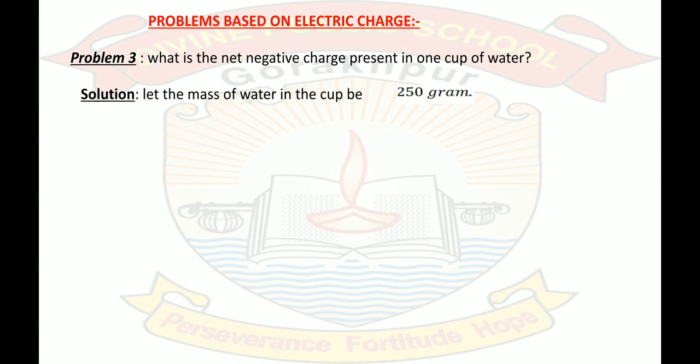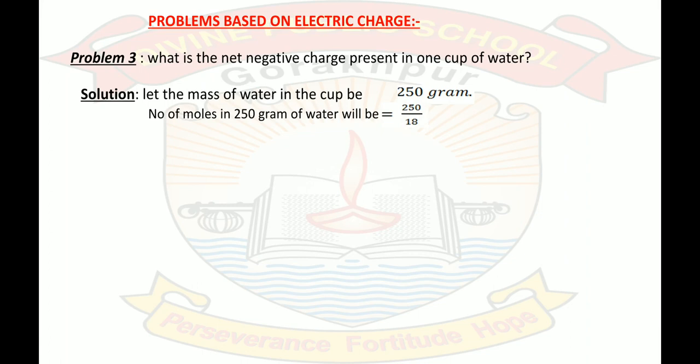Now the mass of water in the cup is 250 gram, and what we need to find out is the net negative charge present in this amount of water. Let us solve it. First of all, we'll try to find out the number of electrons present in the given mass of water, that is 250 gram. How will we solve? First of all, we'll calculate the number of moles. The formula is given mass in gram upon molecular mass. So given mass is 250, molecular mass of water is 18.